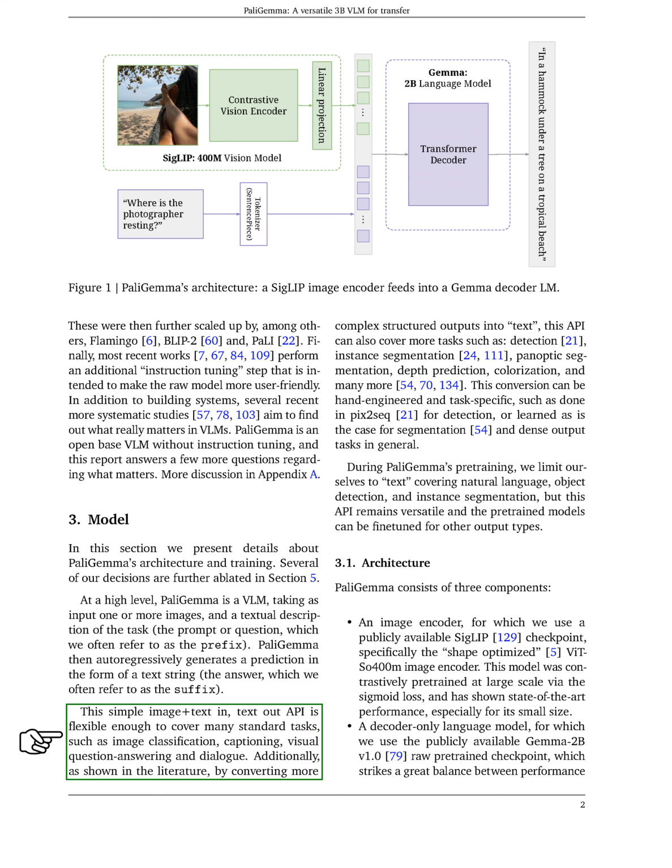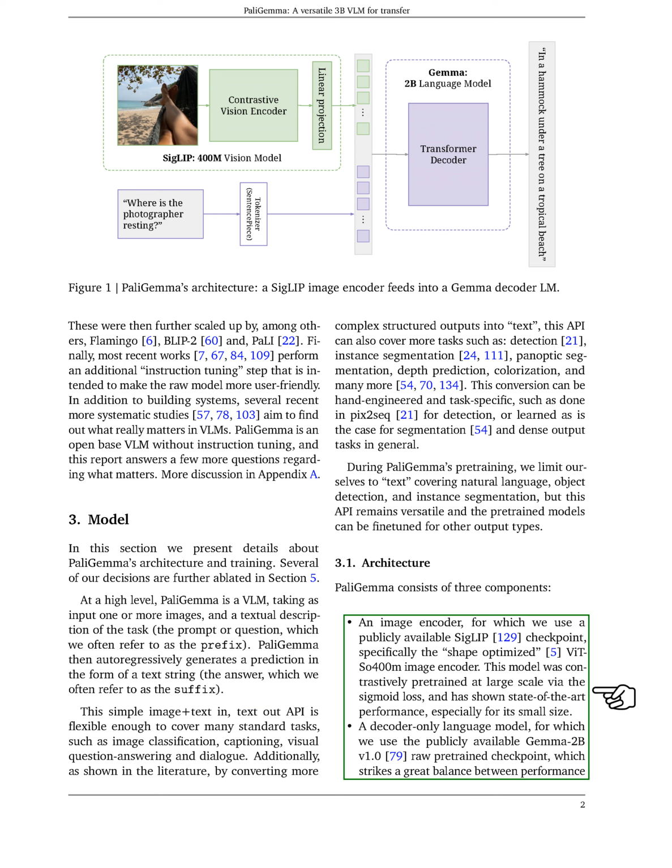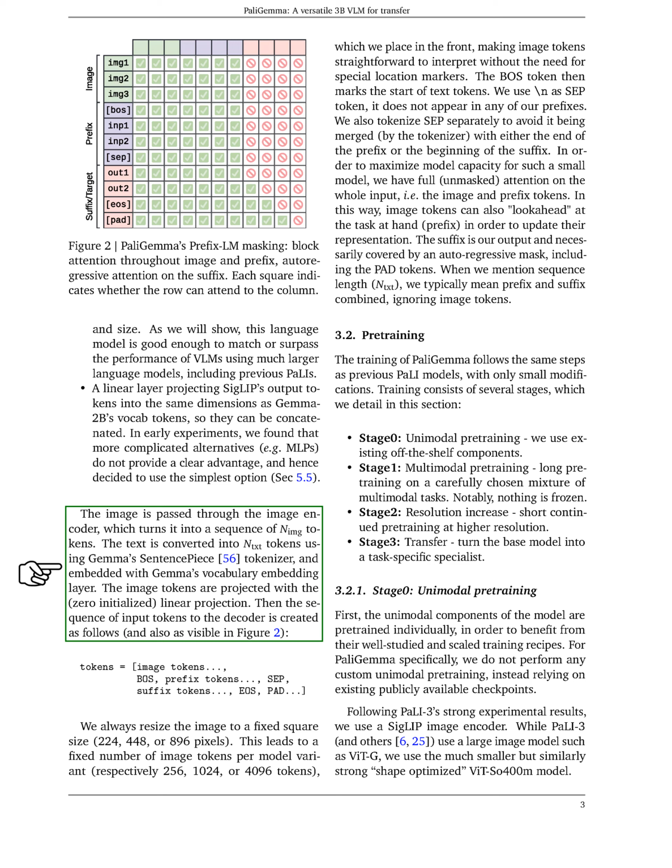PaliGemma consists of three main components: an image encoder, a decoder-only language model, and a linear layer for token projection. The image encoder we use is the shape-optimized VLM 400 meters model, which has shown excellent performance. The language model is the Gemma 2B version 1.0 pre-trained checkpoint, known for its balance between performance and size. We found that a simple linear projection works well for our model.